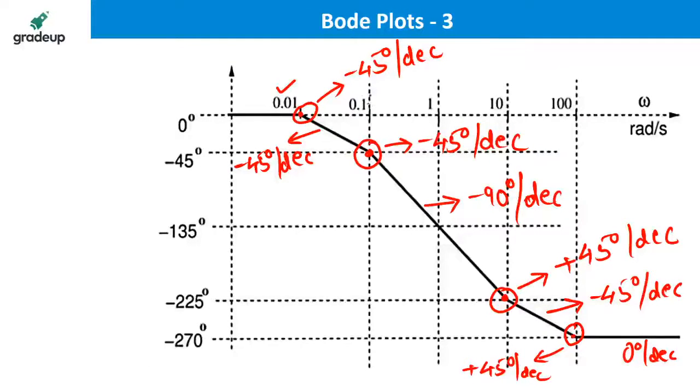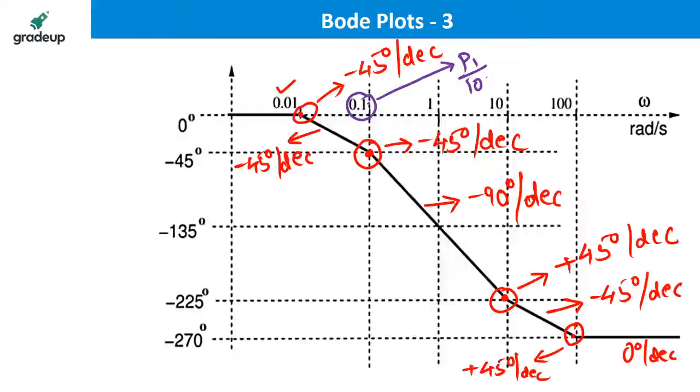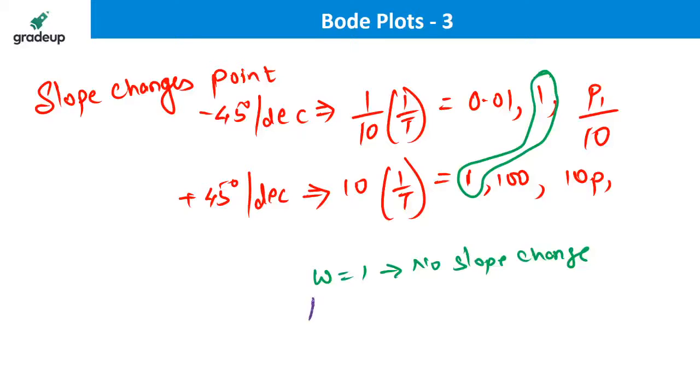This point 0.1 should correspond to P1 divided by 10. There are two ways of looking at it. Look at the plus 45 one: at 1, there is no change, so 110 P1, the 45 degree should occur at 110 P1. The 100 is given, this is just tallied, but here there is also a plus 45 degree change, so this should correspond to 10 P1. Okay, 10 P1. That means P1 divided by 10 should be 0.1.